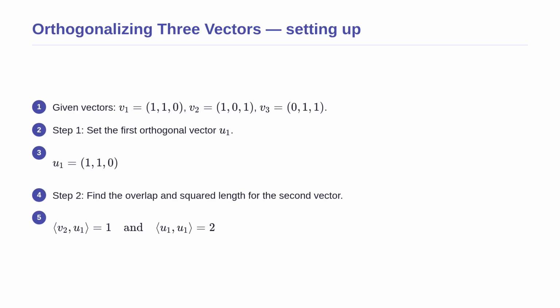u1 equals 1, 1, 0. To find our second vector, we calculate the overlap between v2 and u1, which equals 1. Then we find the squared length of u1, which equals 2. We are now ready to chop off the first shadow.